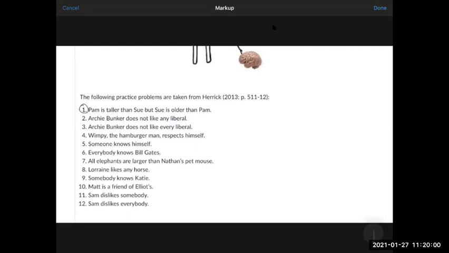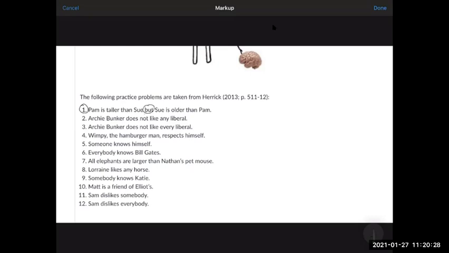which are dyadic predicates, or if you want to call them two-place predicates, or if you want to call them relational predicates, right? They go by all these names, but now we're using predicates that have two places, two things that you have to put in to make it a complete expression, to make it an actual sentence of PL. So Pam is taller than Sue, but Sue is older than Pam.